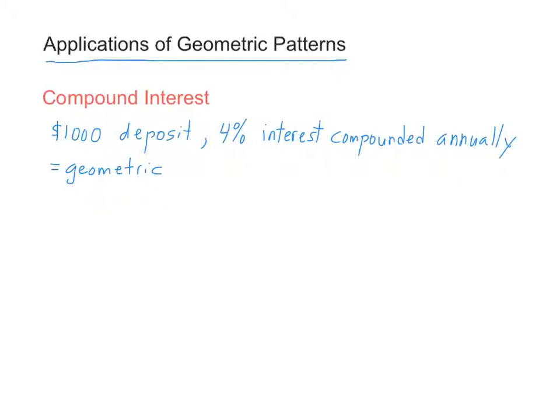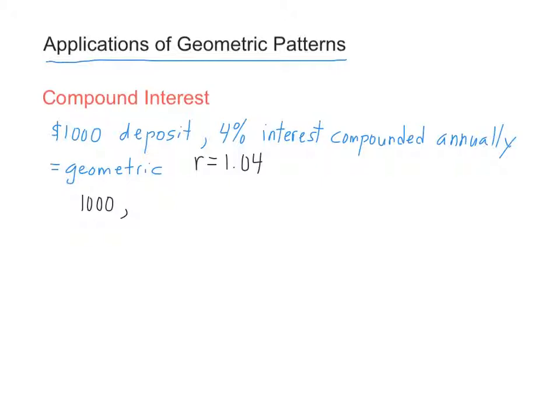So basic situation here, if we have a $1,000 deposit into an account that pays 4% interest, and let's suppose that it's compounded annually. That means you get the interest added on just once a year. Well, this is a geometric sequence because think of it as, okay, we're starting with 1,000, that's our first term. The common ratio would be 1.04, because we have to multiply by 1.04 to get the next term. That's how we would be adding on 4%, okay?